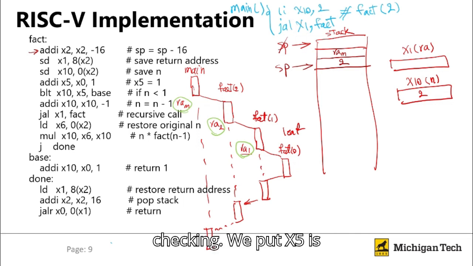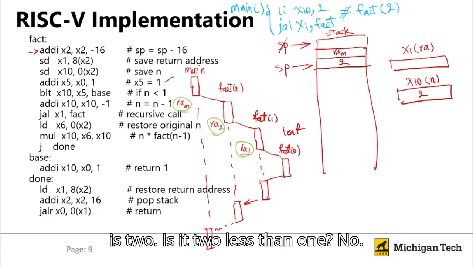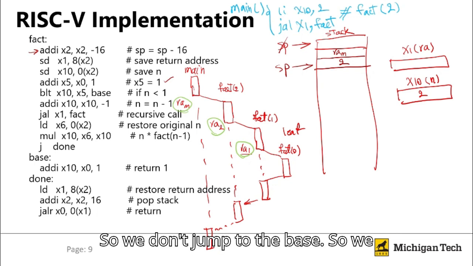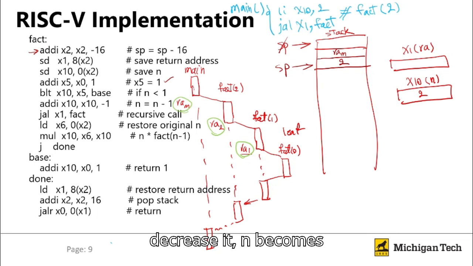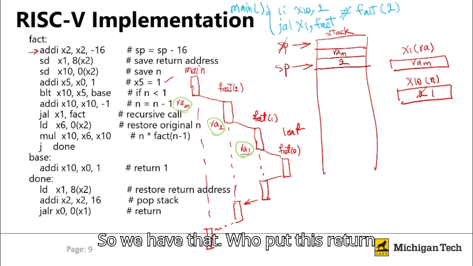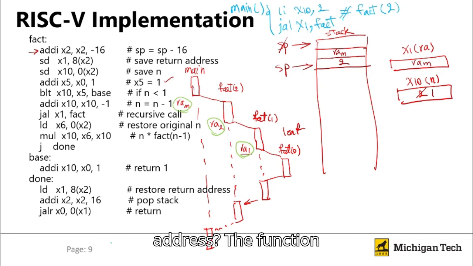Now we keep going. We are checking. We put x5 is 1. That's okay. n is 2. Is 2 less than 1? No. So we don't jump to the base. So we decrease it. n was 2, n becomes n minus 1, so n becomes 1. And then the return address here is RAM. Good? Okay. So who put this return address? The function jump and link put that. Remember? Okay, good.